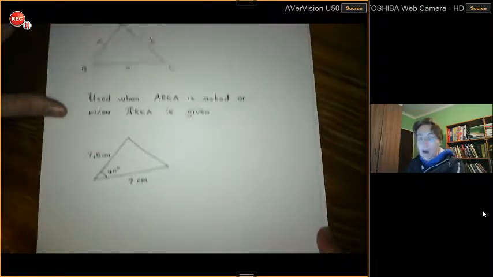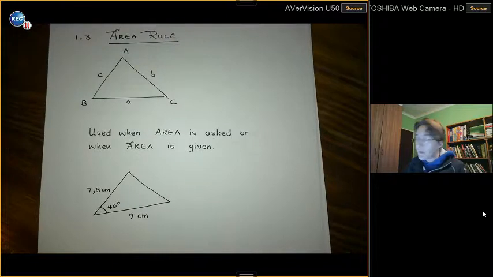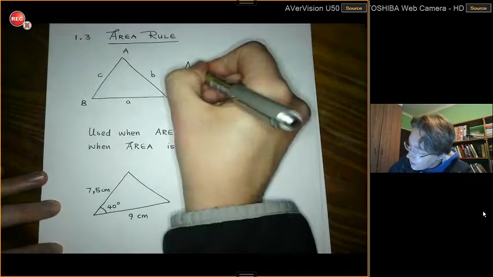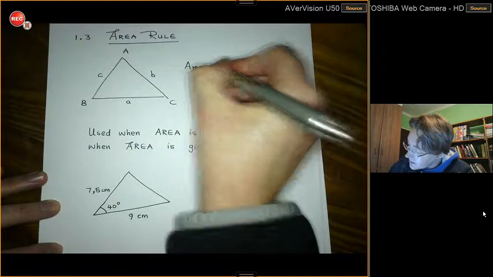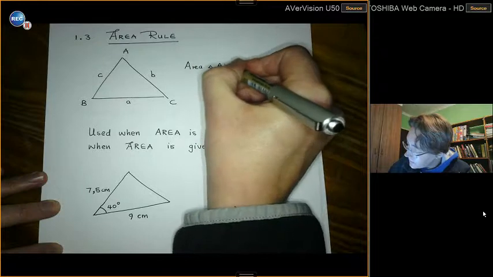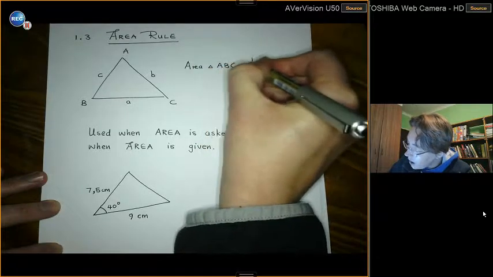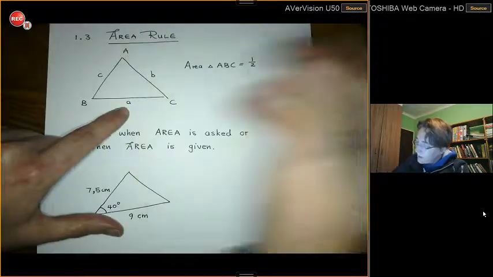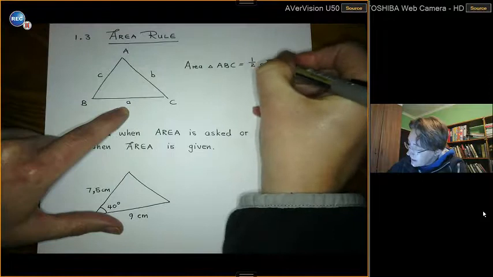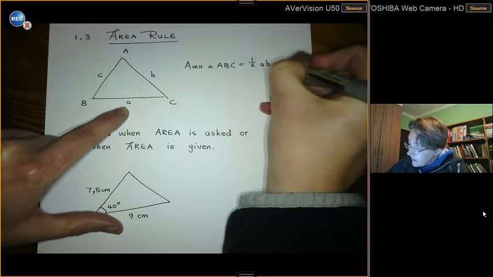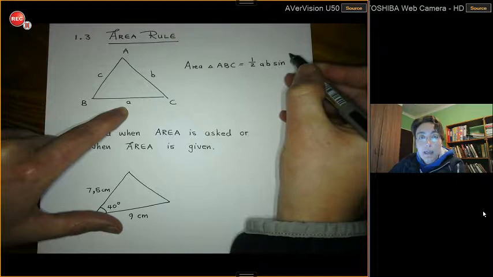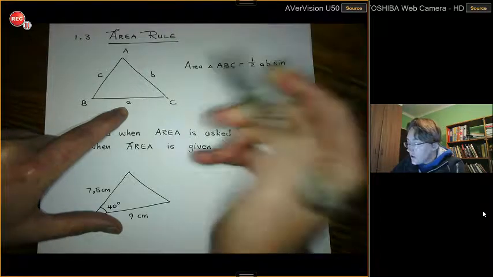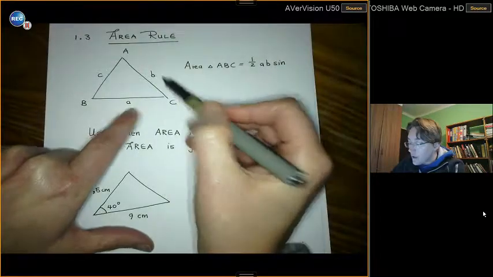Right. Then one last little rule we have to talk about to finish up with this grade 11 revision, and that is the area rule. Now the area rule states that the area of any triangle, in this case triangle ABC, is going to be equal to half, and now you can pick any two sides. So I can pick side A and side B. So it's half side A times side B times the sine, and very important, this must always be the included angle. So if I've picked side A and B, it's got to be the sine of angle C.